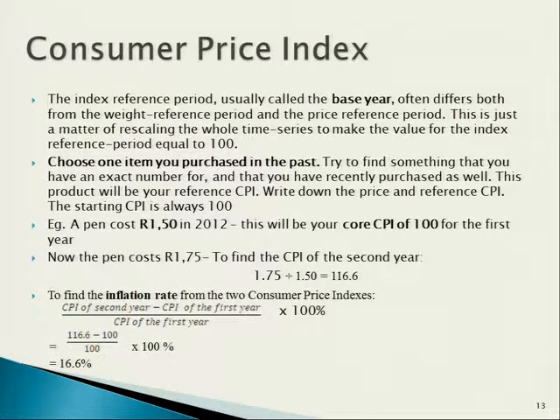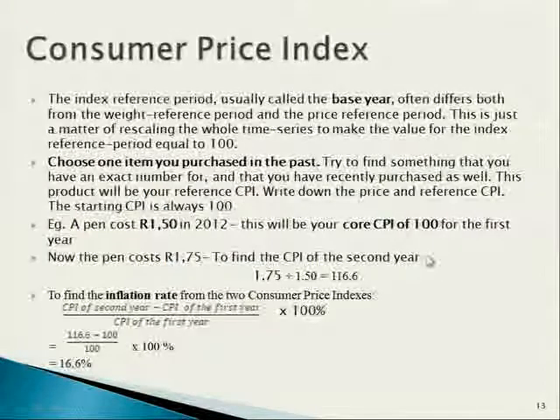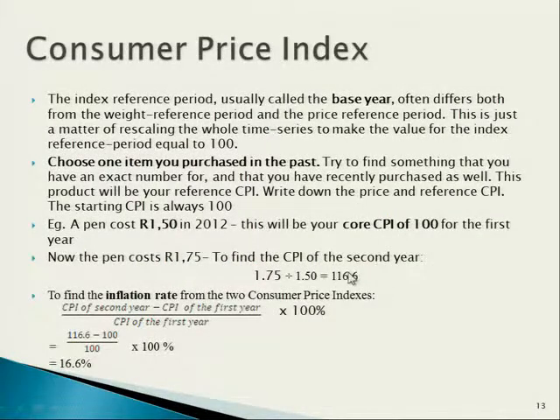What do you notice? Now I've got two CPIs. I've got my first CPI of 100, and I've got my second CPI of 116. And now the best part is, from those two CPIs, I can calculate the inflation rate. Here is another formula, but I wonder if you can spot the similarity again. It is the CPI of the second year minus the CPI of the first year over the CPI of the first year.